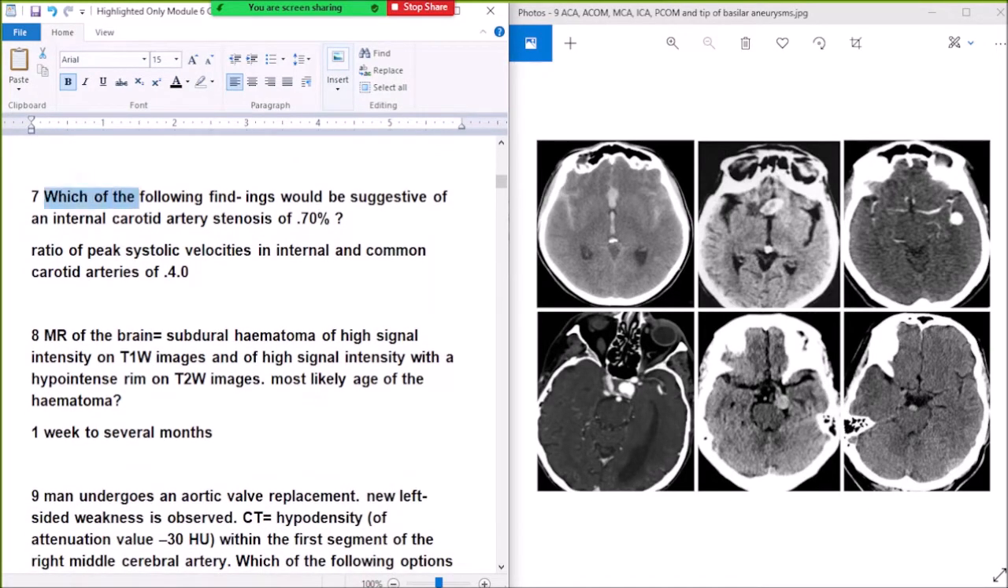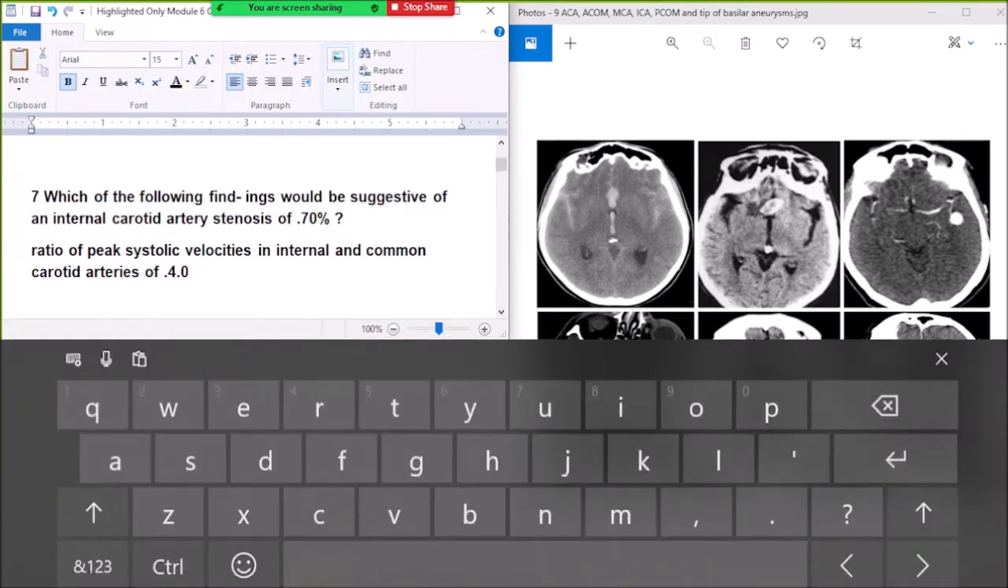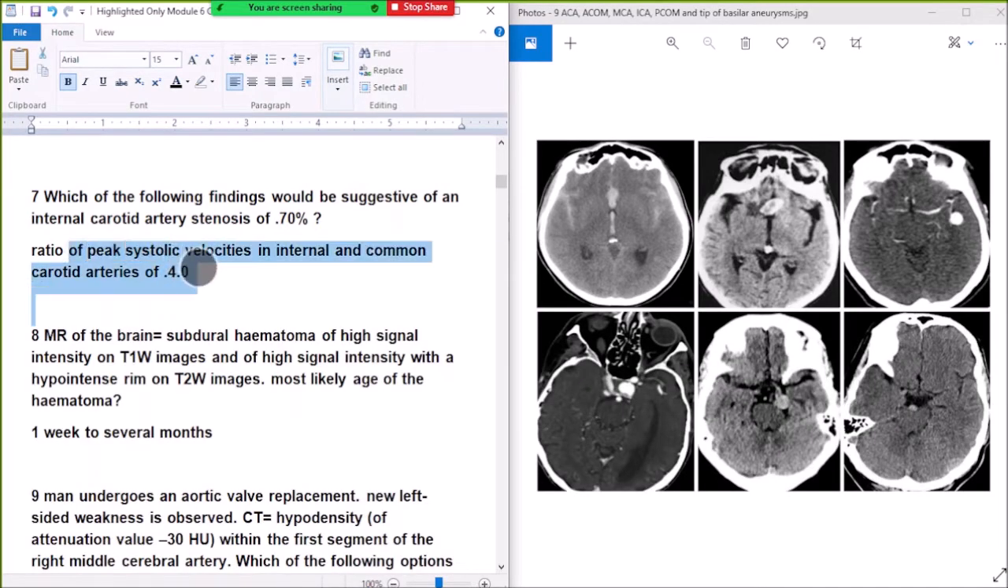Question number 7. Which of the following findings will be suggestive of an internal carotid artery stenosis of 70%? A ratio of peak systolic velocity in the internal and common carotid arteries of 4.